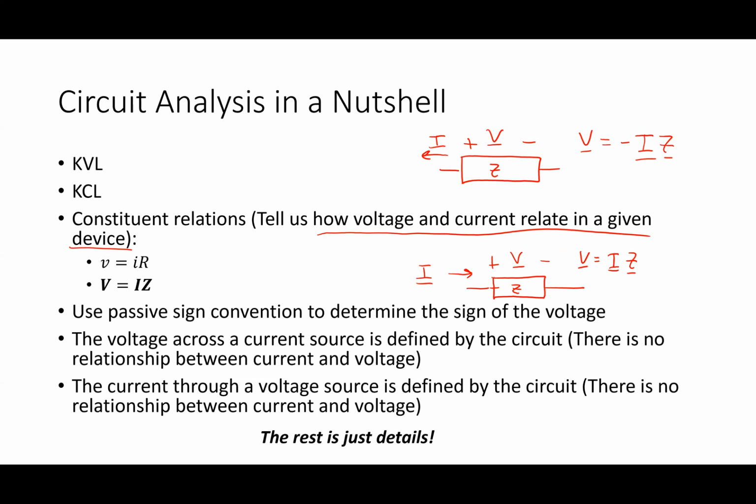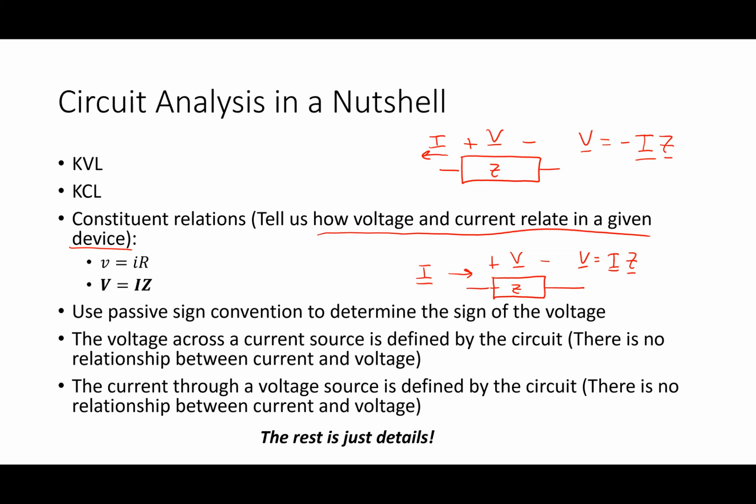Now, I added these other two points because they're really important as well. The voltage across a current source is defined by the circuit. In other words, there is no relationship between voltage and current in a voltage source or in a current source. The current through a voltage source is defined by the circuit. You have no mathematical way to relate those.